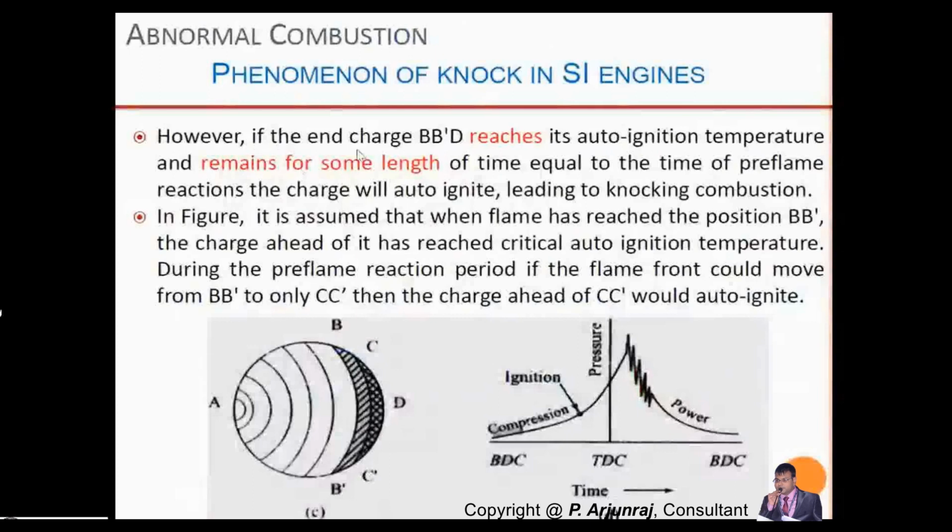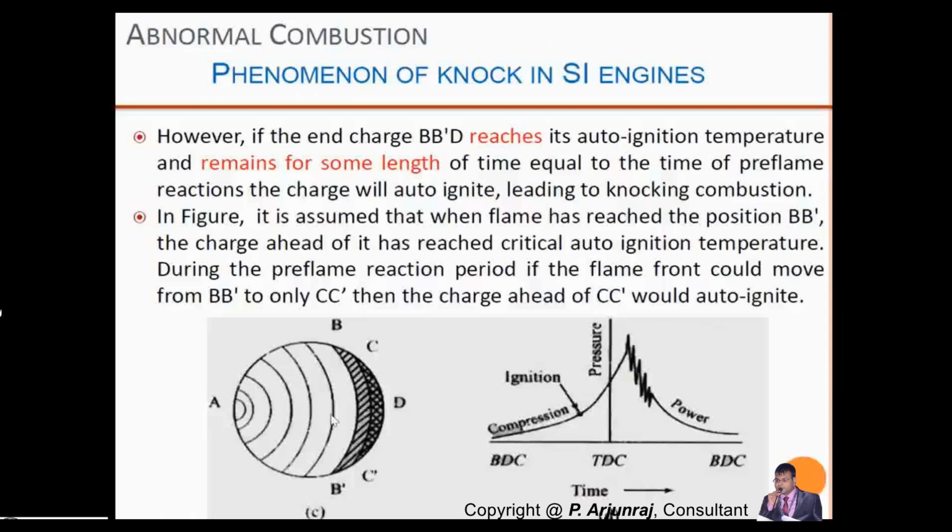Here the end charge B-P dash reaches its auto-ignition temperature and remains for some length of time equal to the time of the pre-flame reactions. The charge will also auto ignite, leading to combustion. This is what I told you. In normal combustion, the auto-ignition temperature will not be reached, and it will happen only when the piston reaches 15 or 20 degrees before TDC. In the case of abnormal combustion, the self-ignition temperature is reached well ahead.